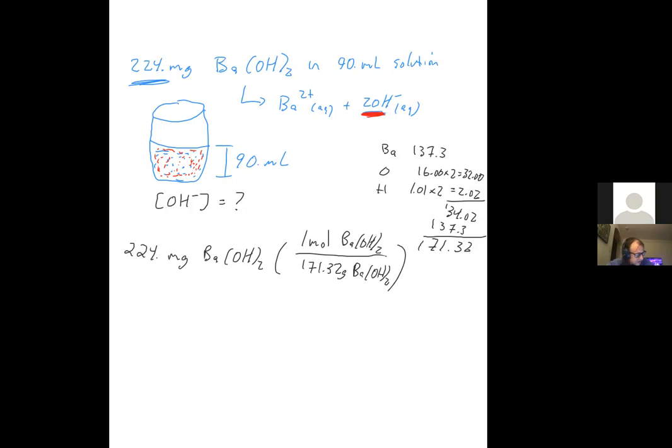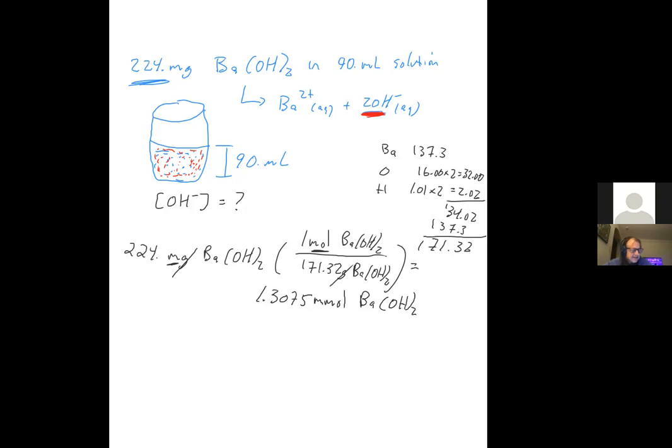The grams will cancel, but not the milli. You're still going to have your milli and your moles. Milli times moles is millimoles. So 224 divided by 171.32, and it looks like you got a little over a mole. So you have 1.3075 millimoles of barium hydroxide.